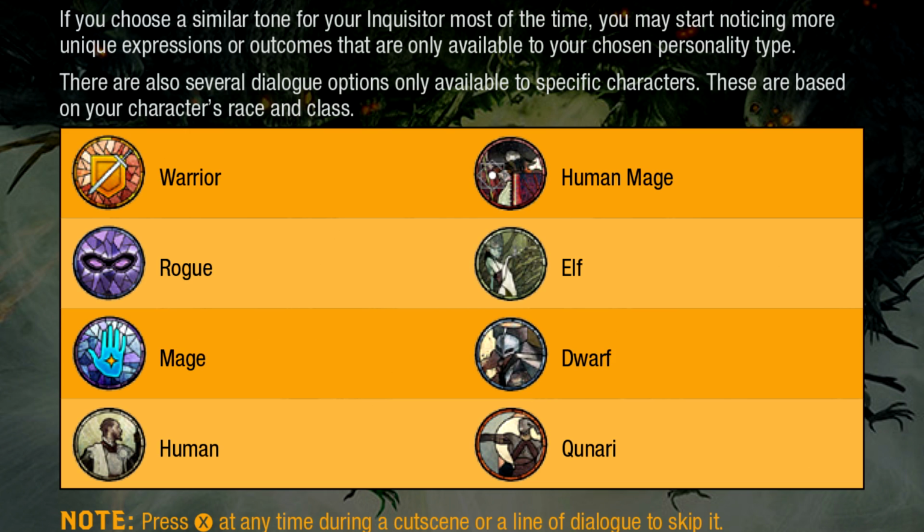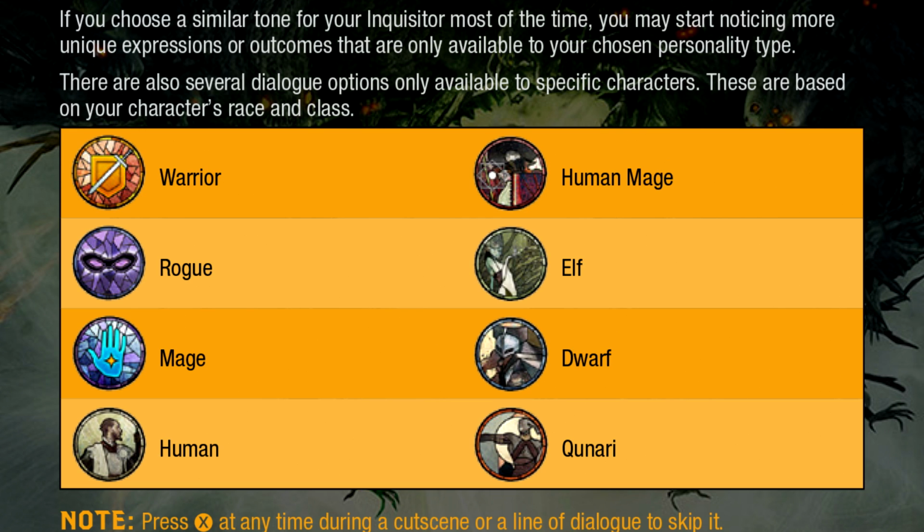Next, we have that cat burglar mask. This is your rogue option. And just remember that the original rogue class in an RPG, all the way back in Dungeons & Dragons, was called the thief. Next, we have a hand with a symbol on it. This is your mage option. And you can interpret this as a hand that's casting a spell at you. Next graphic is basically just a human in profile, and surprise surprise, that's the human option.